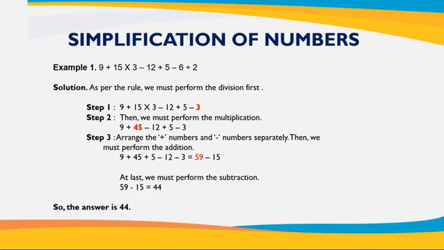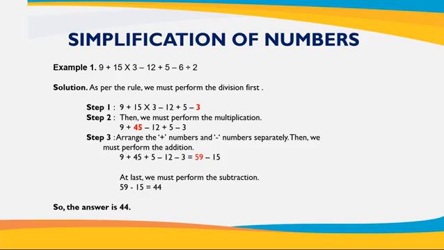Now the third step, arrange the plus numbers and the minus numbers separately. So in this step you will put all the plus numbers together and the minus numbers together. So you will write 9 plus 45 plus 5 minus 12 minus 3. Now add all the plus numbers together. 9 plus 45 is 54. 54 plus 5 is 59.